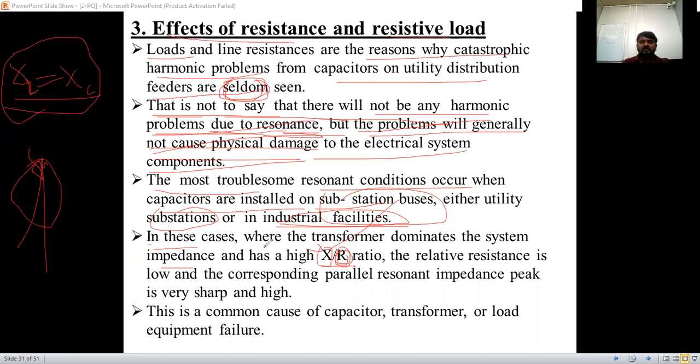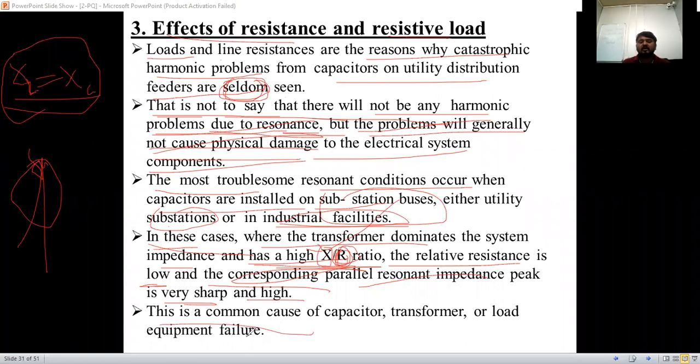In these cases, where the transformer dominates the system impedance and has a very high X by R ratio, a high X by R ratio means that R is very low. That is, the resistance is very low. We are going to consider that one. So the relative resistance is low, and the corresponding parallel resonant impedance peak is very sharp and high. So this is a common cause of capacitor failure here.